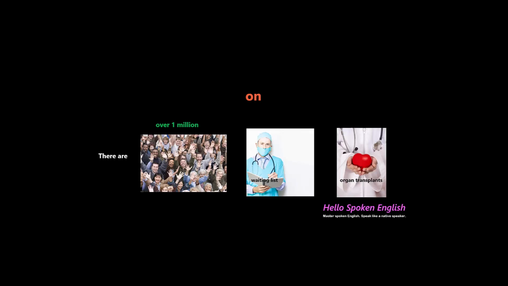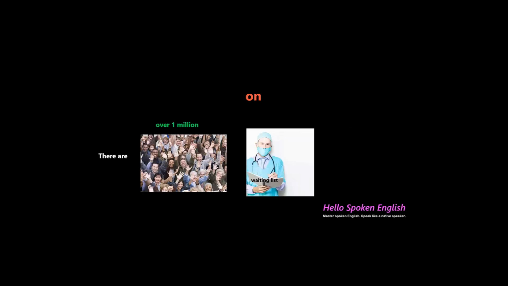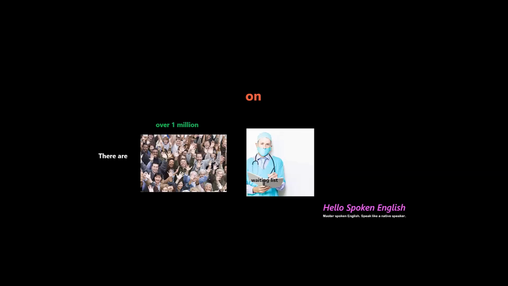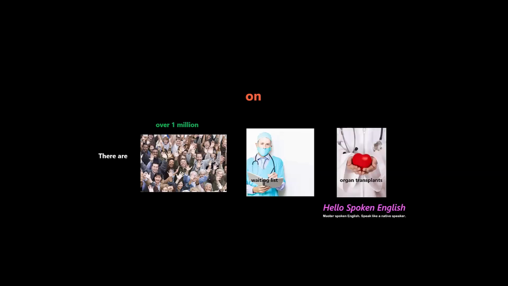The last one, the fast version. Are you ready? Here we go. Speak it right away. Time's up. There are over 1 million people on the waiting list for organ transplants. Let's try one more time. Faster! Time's up. There are over 1 million people on the waiting list for organ transplants. You did a good job!